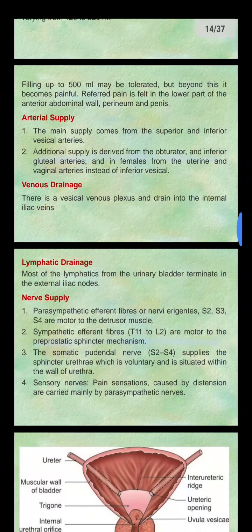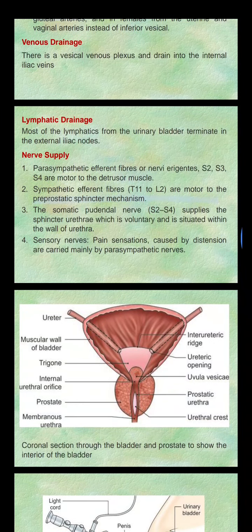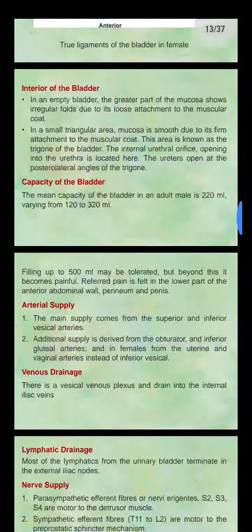As you can see in the diagram, between the ureteric openings, this pink portion is known as the trigone. Above it, there are some folds, and these folds are known as the irregular folds or rugae.